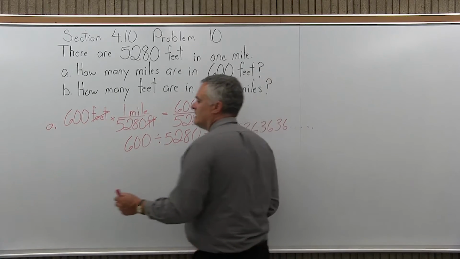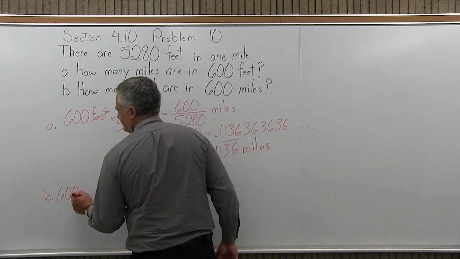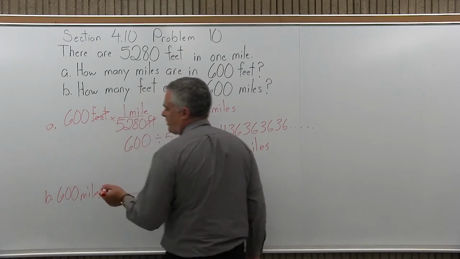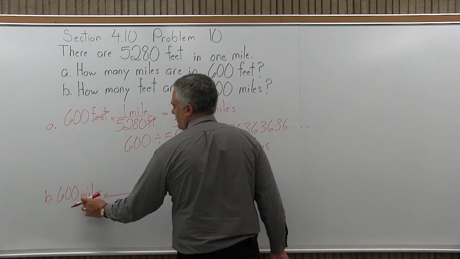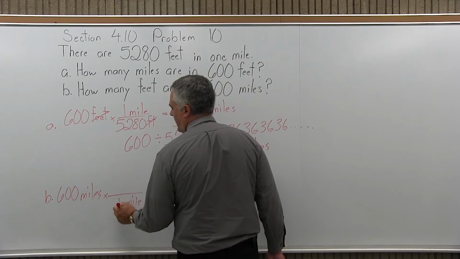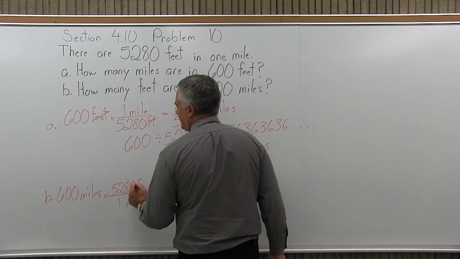Now B has you go from 600 miles to feet. So again, for B, start with the given amount, and the given amount is 600 miles. Multiply that by essentially a number 1. So what I want to do is put the units that I want to cancel in the bottom. So in the denominator, I should have miles. So 1 mile is the same as 5,280 feet.